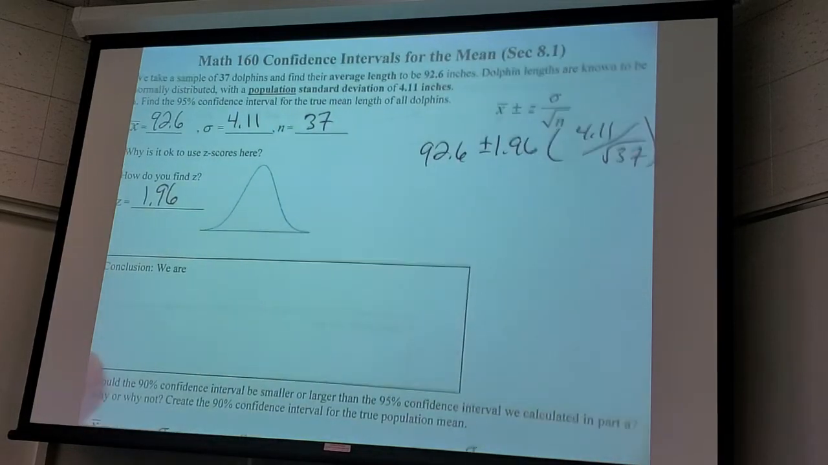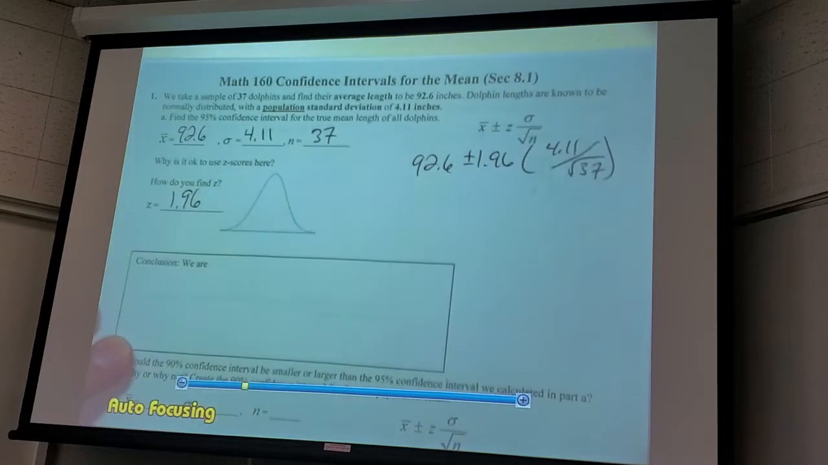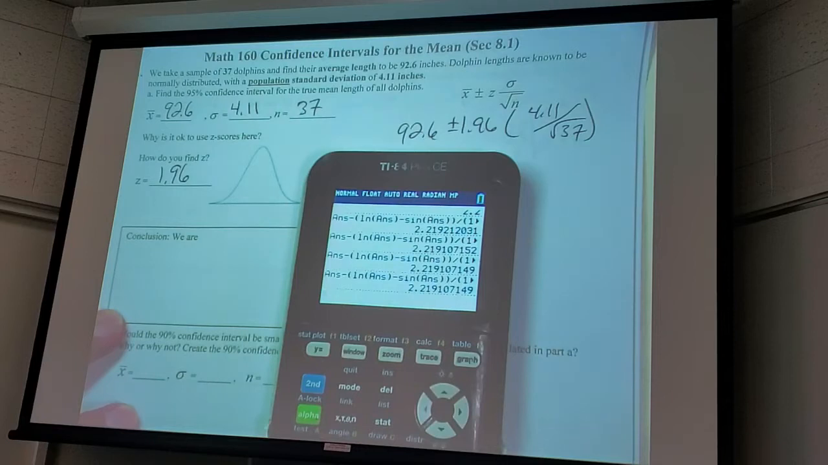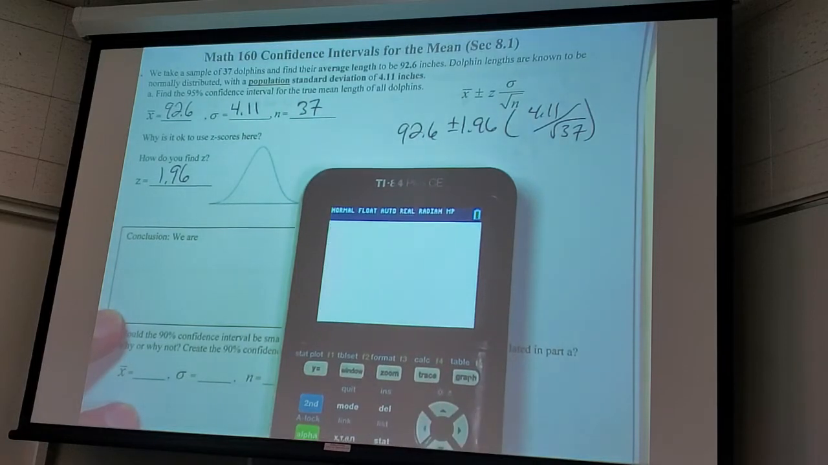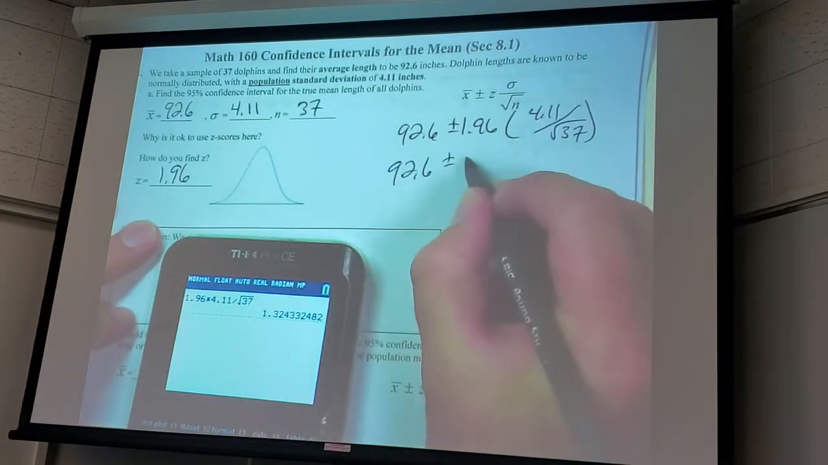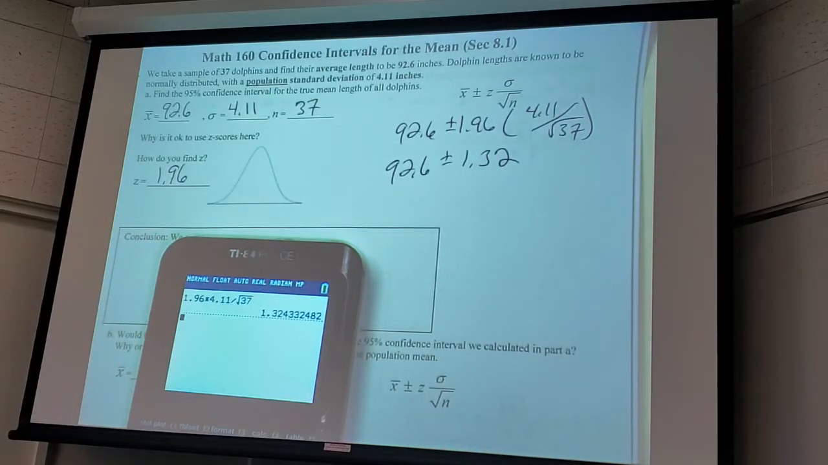Most of your problems. The only thing you're not going to be told directly is what the z-score is. If we do this, I highly recommend you do the error part first. Bam! Is that what you guys got? 1.324. So this goes with 92.6, so I just have to take this out to 1.32. I go one more decimal place than the mean.